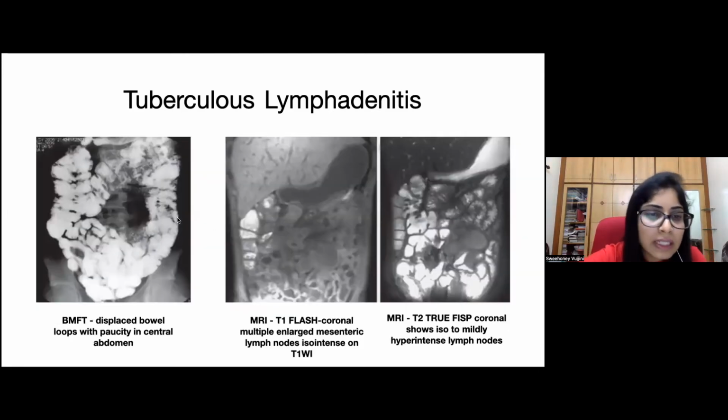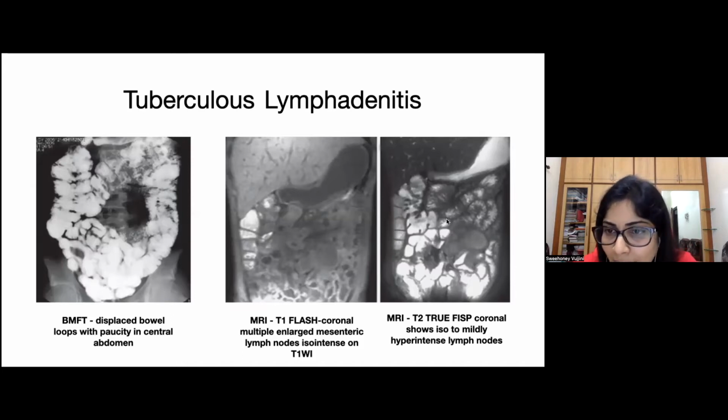The first one is the barium meal follow-through image showing displaced bowel loops with paucity in the central abdomen. The other two are MRI images. The first one is the T1 weighted image showing multiple mesenteric lymph nodes iso-intense. The second one is showing iso to mildly hyperintense lymph nodes.